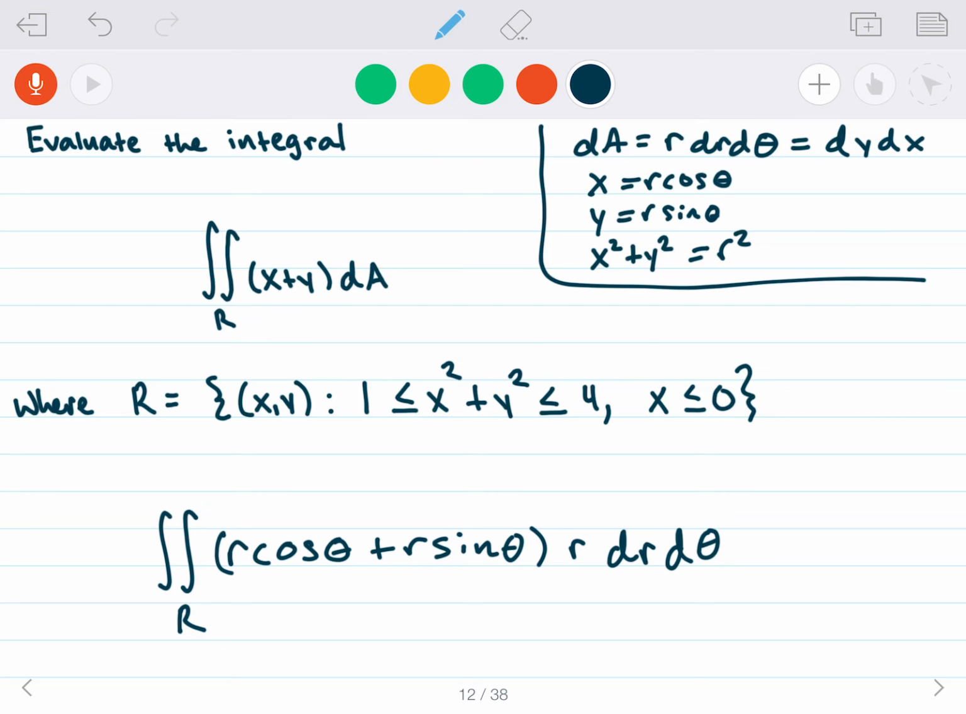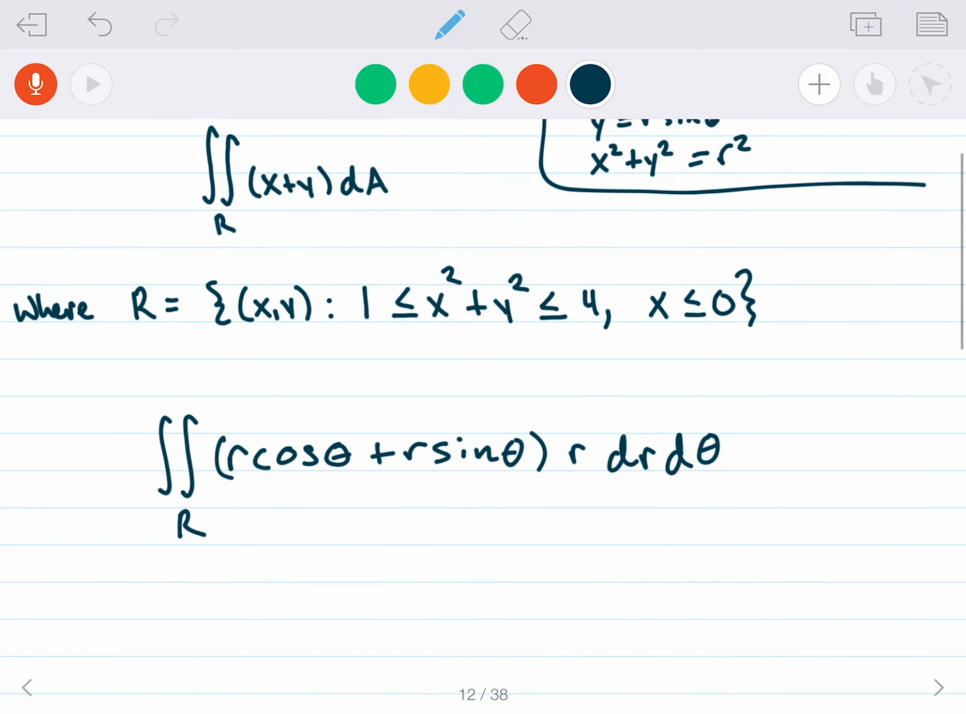Okay, cool. At this point, I'm going to factor an r out and clean this up a little bit. So we have region R, factor out an r. I'll move this other r to the front so it becomes r squared in the front. And then what's left is the cosine theta plus sine theta dr d theta.